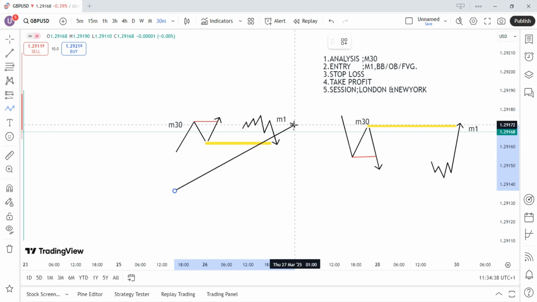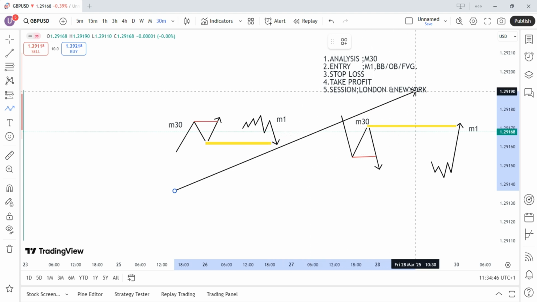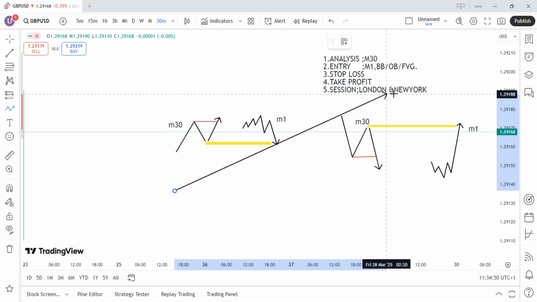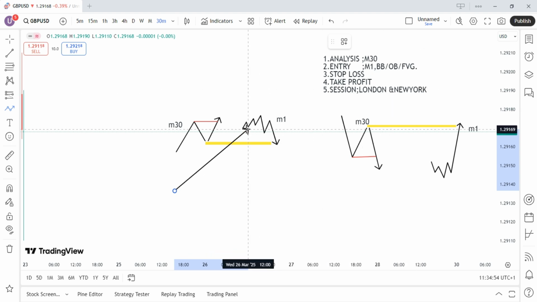And the session is at what time of the day do we take this trade? So we take this trade at London session and New York session. This is the only time of the day we can do this entry. So all you need to do is to wait for London session to approach, then start watching out for all this that I explained. So this is for a sell scenario.